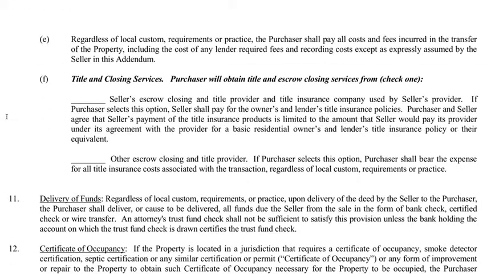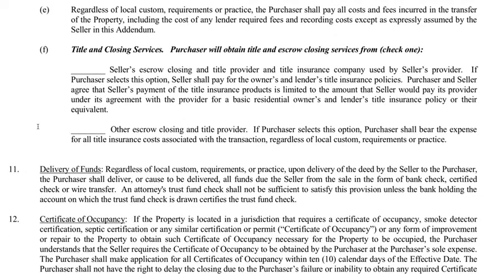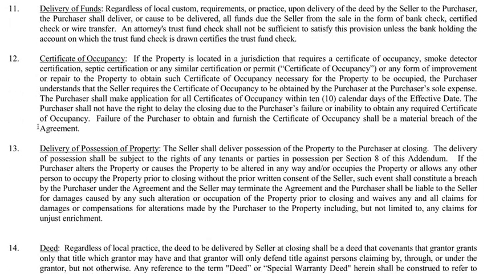Title and closing services. Purchaser will obtain title and escrow closing services from one of the following. You want to check seller's escrow. If you do a different escrow company, although it is allowed, your buyer is going to incur a lot more costs. So we do recommend that you check seller's escrow. The title company will let you know what documentation they need and where they're located for closing and things like that. In many cases, if they're not in your town, they'll send a mobile closer to close these properties out. All right.